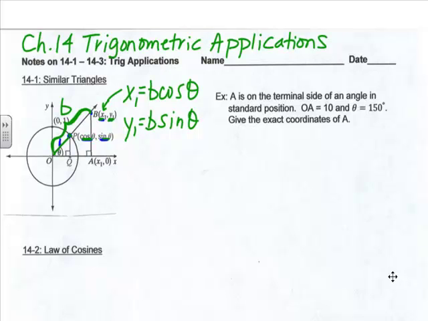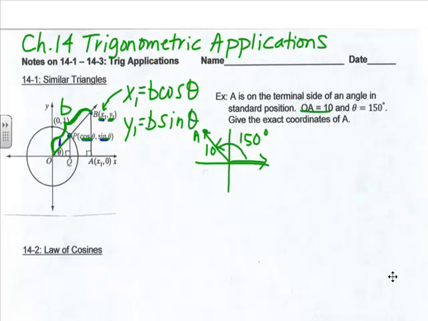So, just an example of that so you can think about it: if A is on the terminal side of an angle in standard position, so these are key words, so if you imagine this, an angle in standard position, that means we're going to start it from here, and OA equals 10 and theta is 150, give the exact coordinates of A. So I'm going to go out here somewhere, it doesn't have to be perfect, and imagine 150 degrees. I know I'm in quadrant 2. And the length of OA, if this is A right here, is 10.